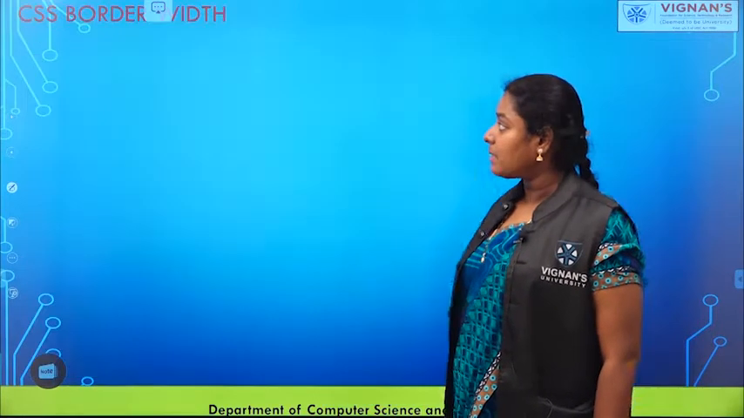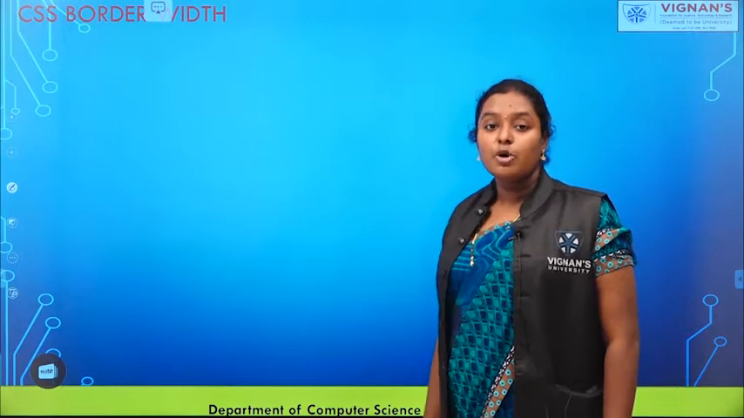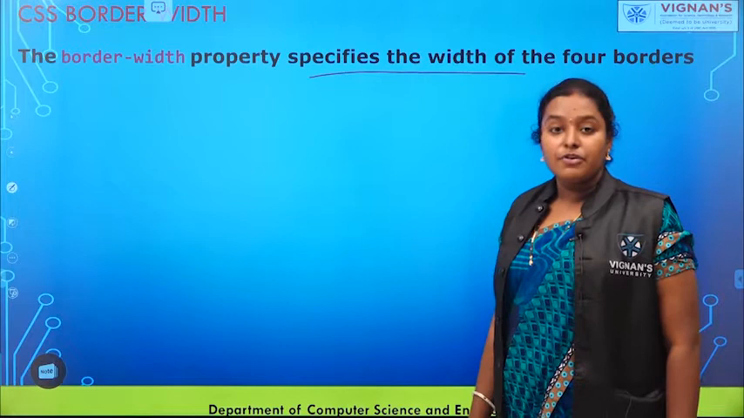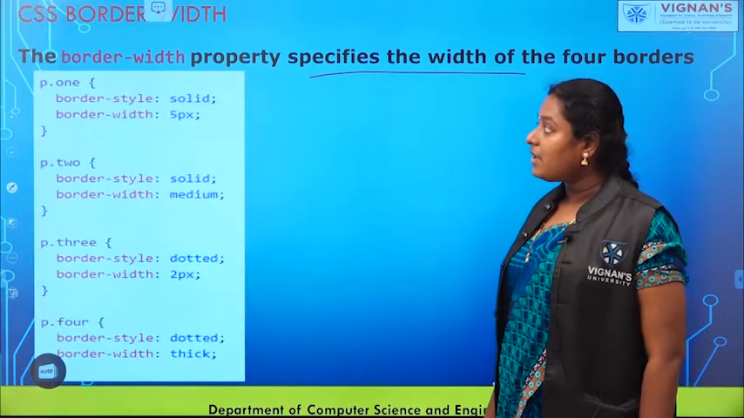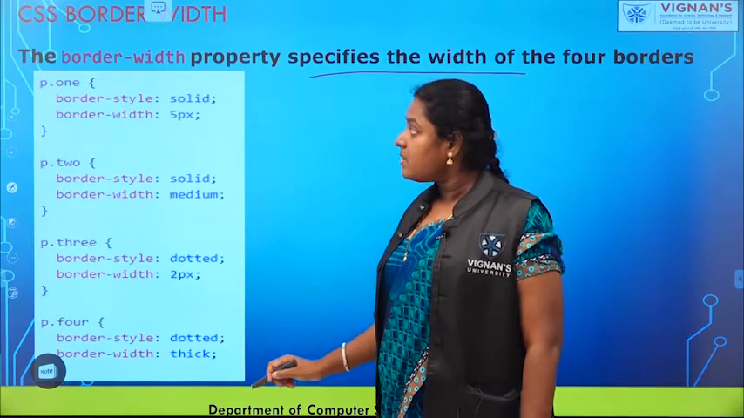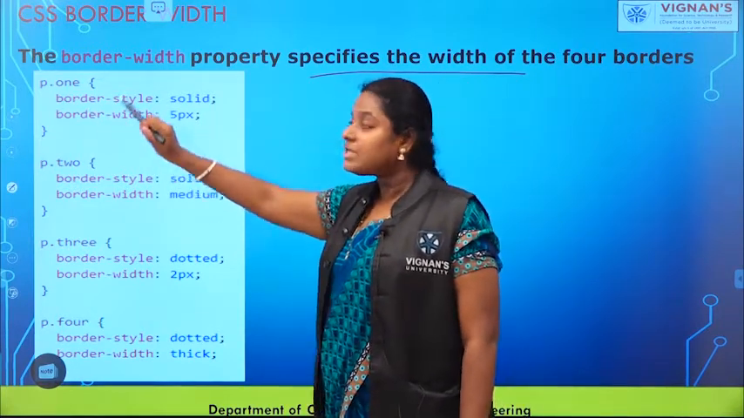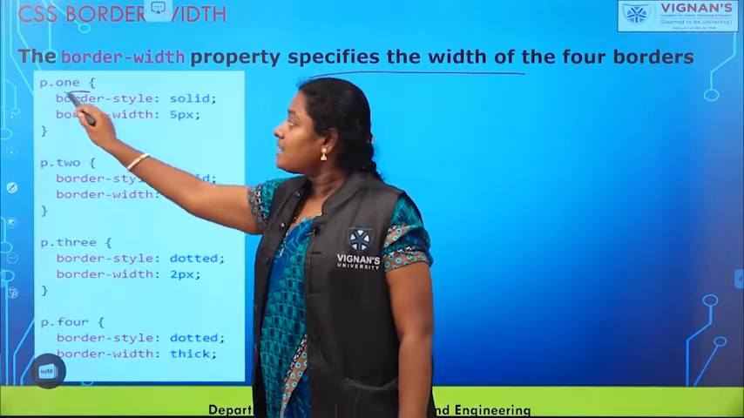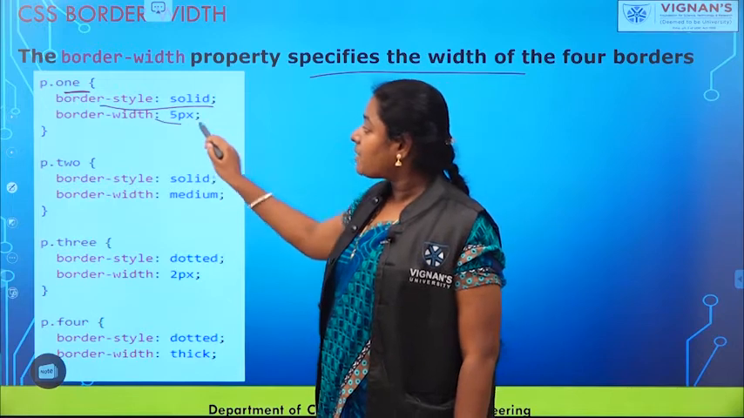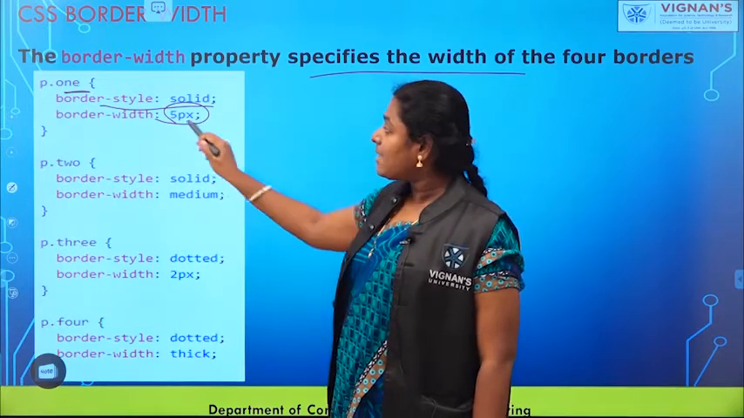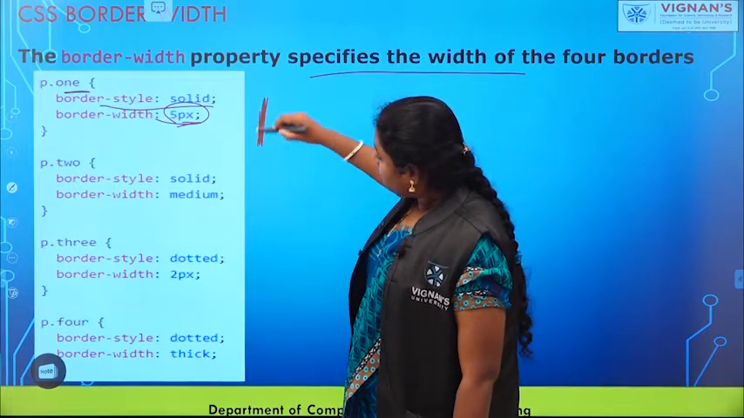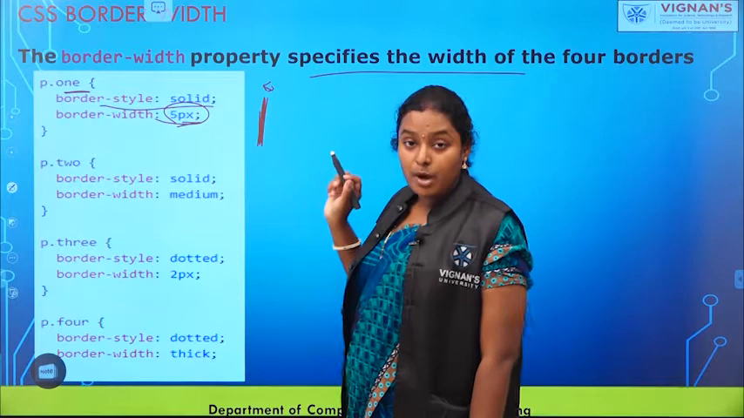corresponding border. Next one is CSS border width. The border width property specifies the width of your border. You have different border width values. Here I am taking 3 examples. For the content in the P tag which has a class name 1, I am applying the style solid with a border width of 5 pixels. It is the width of the border. This is called the width of the border.